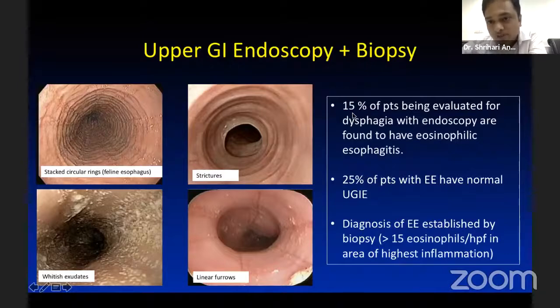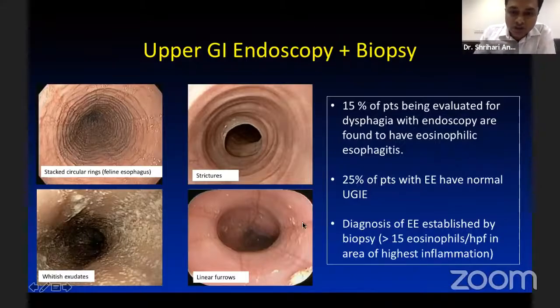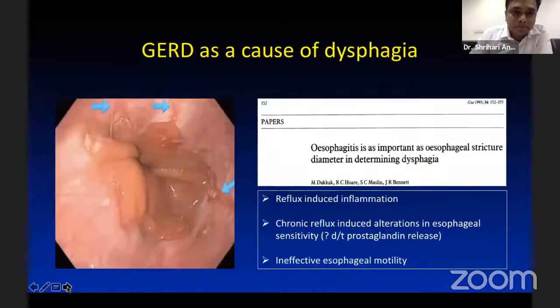It is important to know that 15% of the patients, which is a significant number, who are evaluated for dysphagia tend to have eosinophilic esophagitis. But it is also important to know that up to 25% of patients with eosinophilic esophagitis have an absolutely normal endoscopy. So it is imperative that you take biopsies for all patients presenting with dysphagia during an endoscopy. And if you see more than 15 eosinophils per high-power field, this is in favor of eosinophilic esophagitis being a cause of dysphagia in such patients.